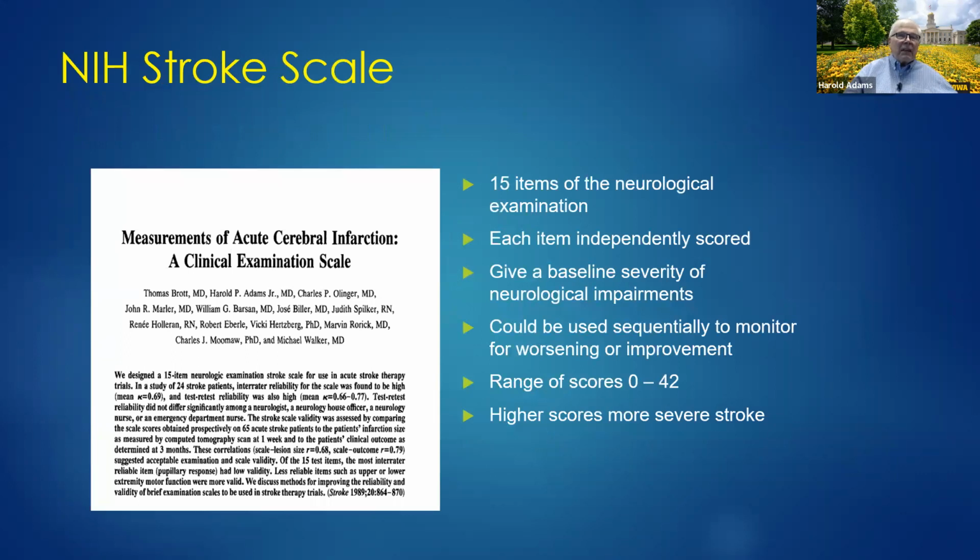So when we talk about the NIH stroke scale, which we developed a long time ago, you can see at the bottom there, 1989, it was published. There are 15 items. Each item is scored independently and gives a baseline severity of neurologic impairment. The range of the NIH stroke scale is 0 for normal to 42, which is the highest possible score. Actually, you can't get 42 on the NIH stroke scale because some of the other things will knock out other parts of scoring. Obviously, the higher the score, the more severe the stroke. Next slide.